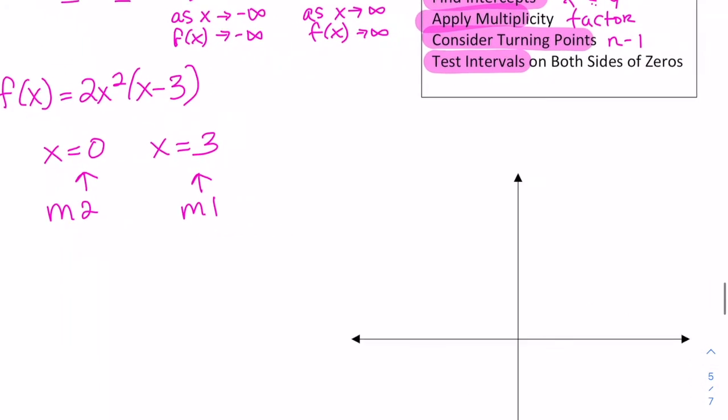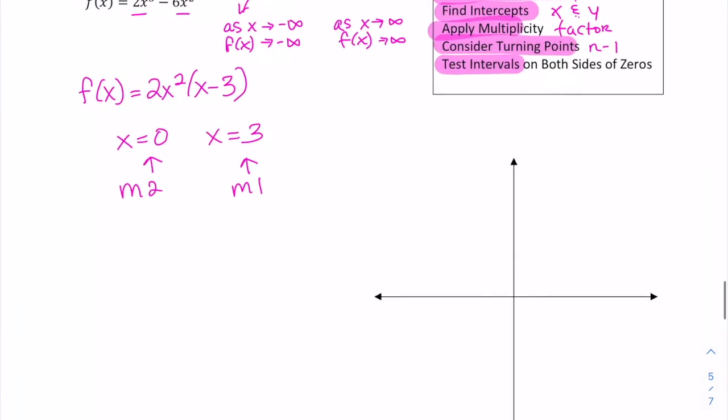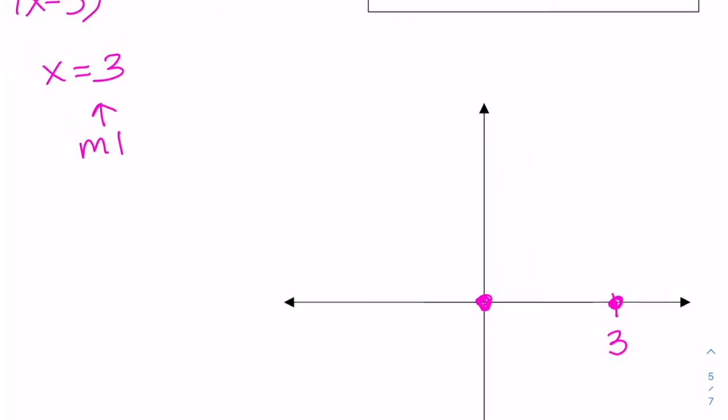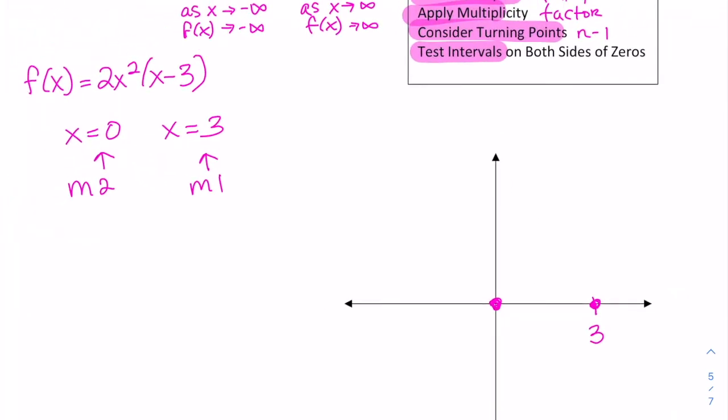So let me sketch this. At x equals 0, that's going to be 1 point on the graph. And at x equals 3, that'll be another 0. So this graph is going to bounce off the 0. Remember, it's starting to the left. It's going to bounce off the 0, and then it's going to go through the 3.